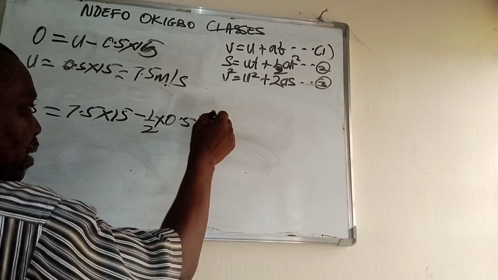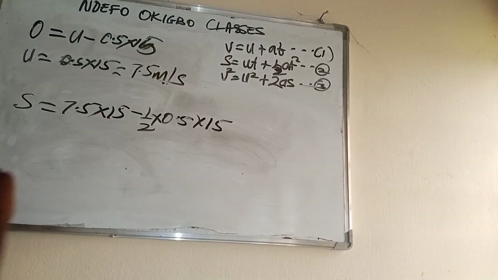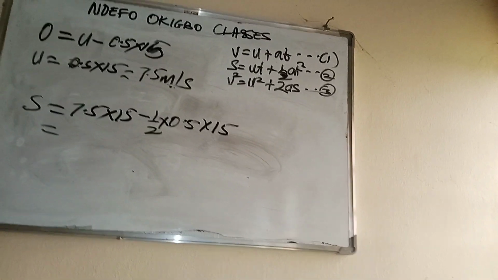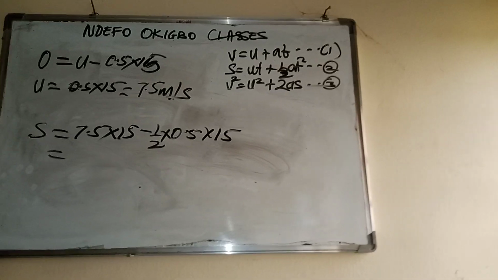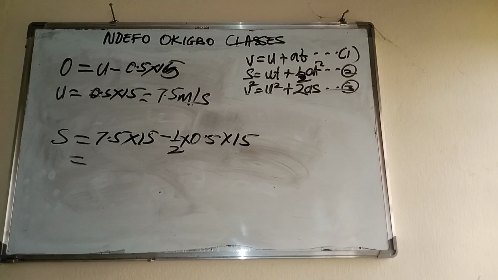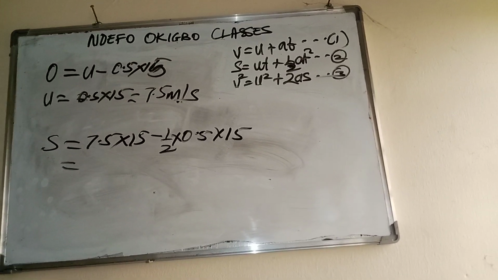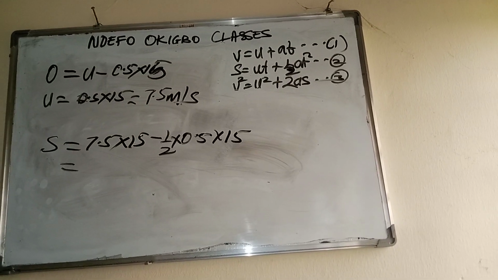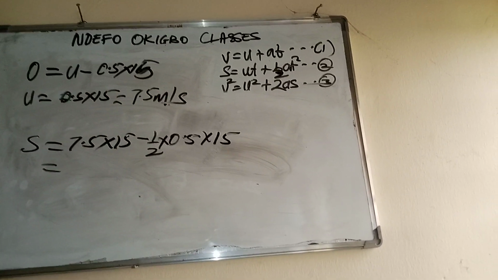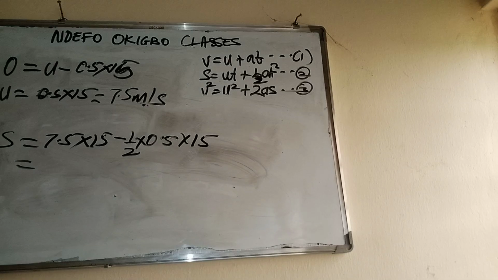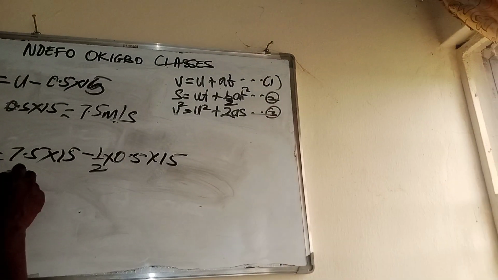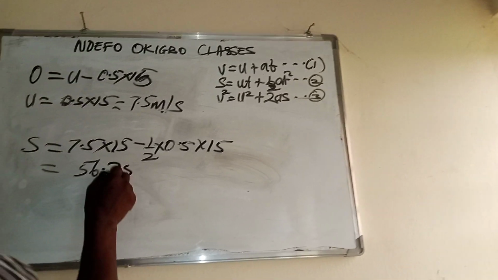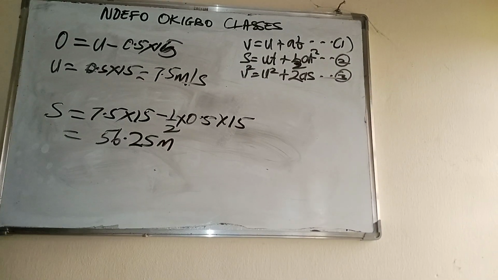I'm using the second equation to get the decelerating distance, which is what the question asked. And then I got this to be equal to 56.25 meters. The distance is 56.25 meters. That is the decelerating distance.